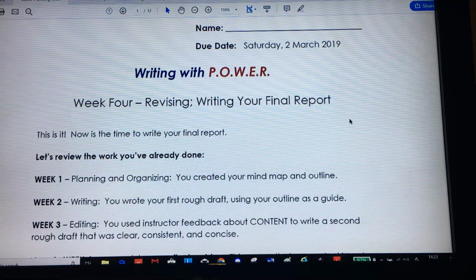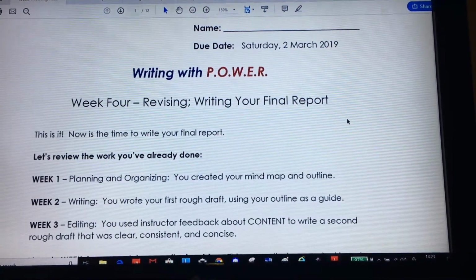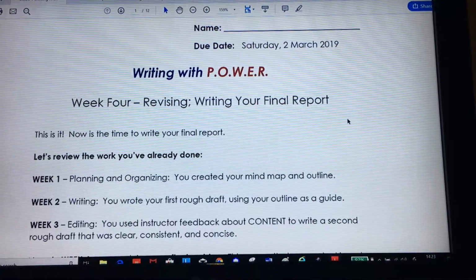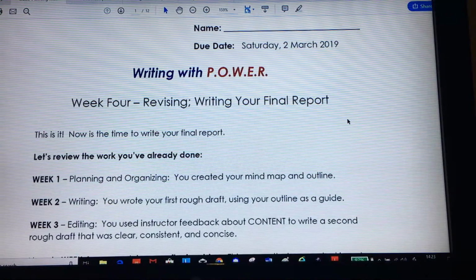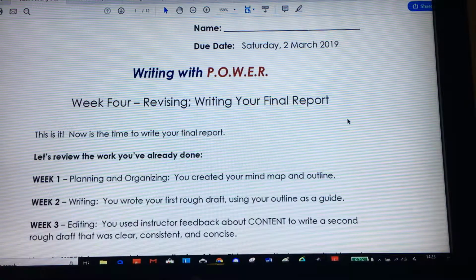So what we've already done in week 1, that's when you did your outline. Week 2 is where you wrote your first rough draft. Week 3, you wrote your second rough draft, and this is where you used the editing tips that I provided about content, how to organize your ideas so that it was very clear, consistent, and concise for your reader.